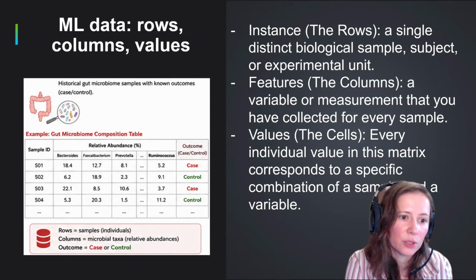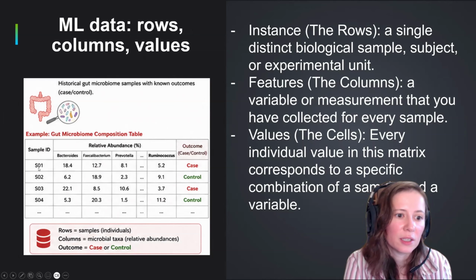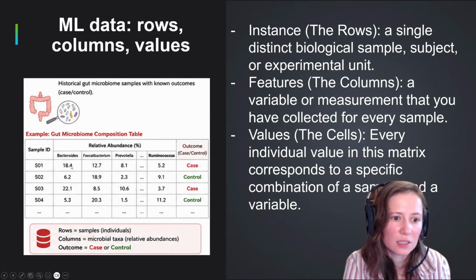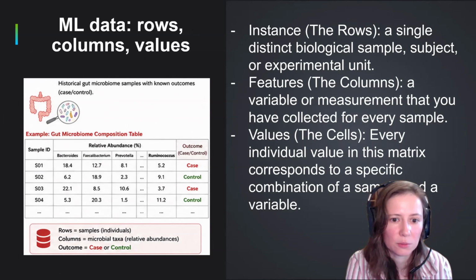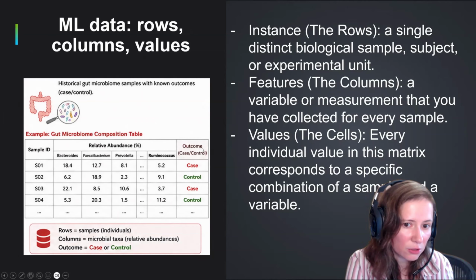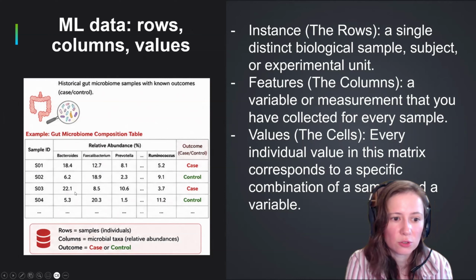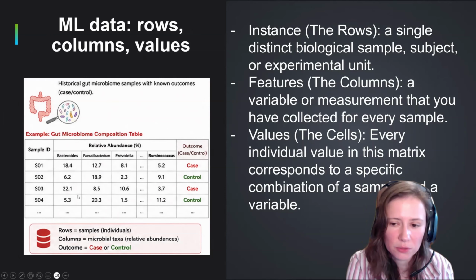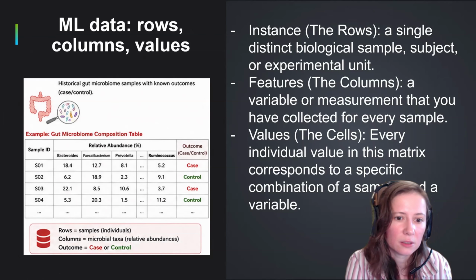So for example, Bacteroides for sample 01 represents 18.4% of the gut microbiome total composition. If you are just trying to understand how these samples group together, you would not need outcome information. If you're just trying to do clustering, unsupervised learning, you'll learn more about that later.